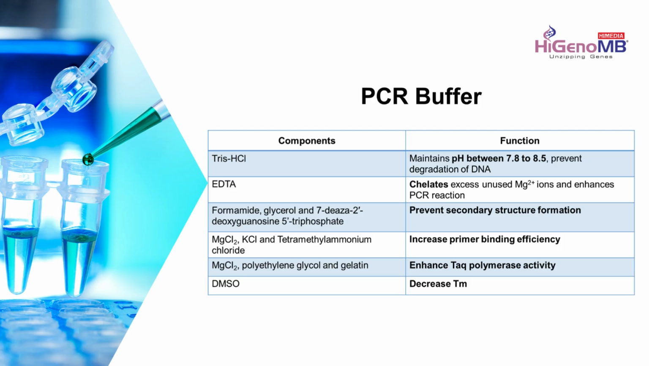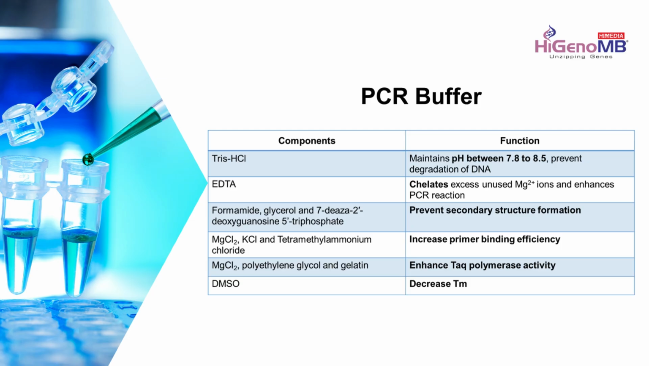Okay, apart from this, we use something called PCR buffer, and these are the general components used in PCR buffer. The first component is Tris-HCl, which gives a pH of 7.8 to 8.5. This is necessary to prevent the degradation of DNA, and there will be a small amount of EDTA.